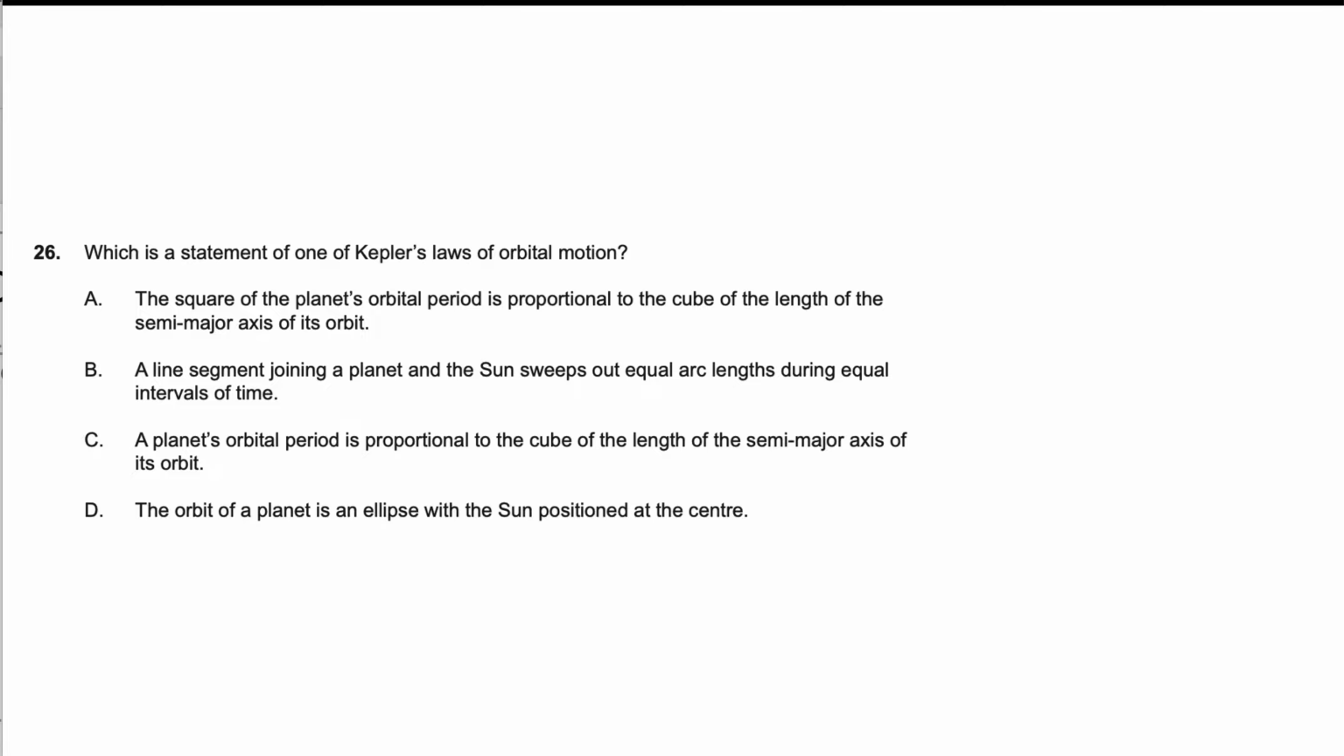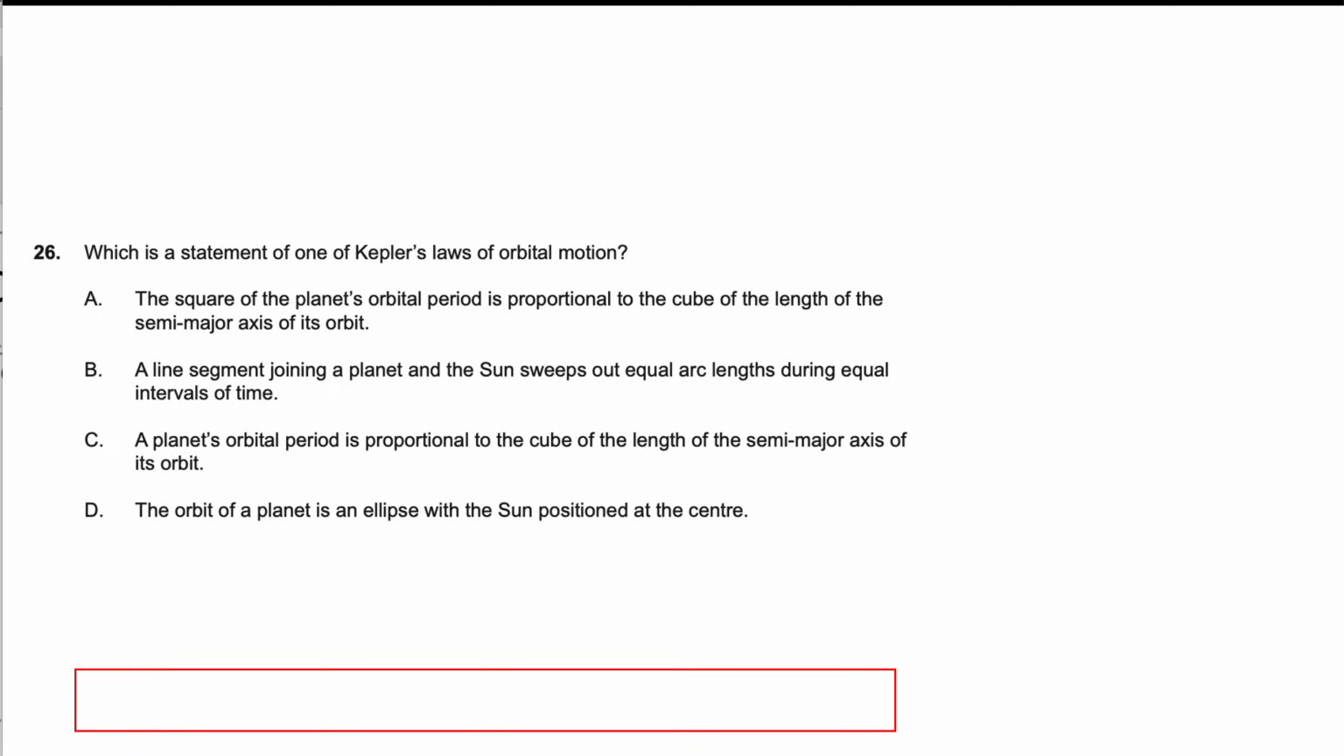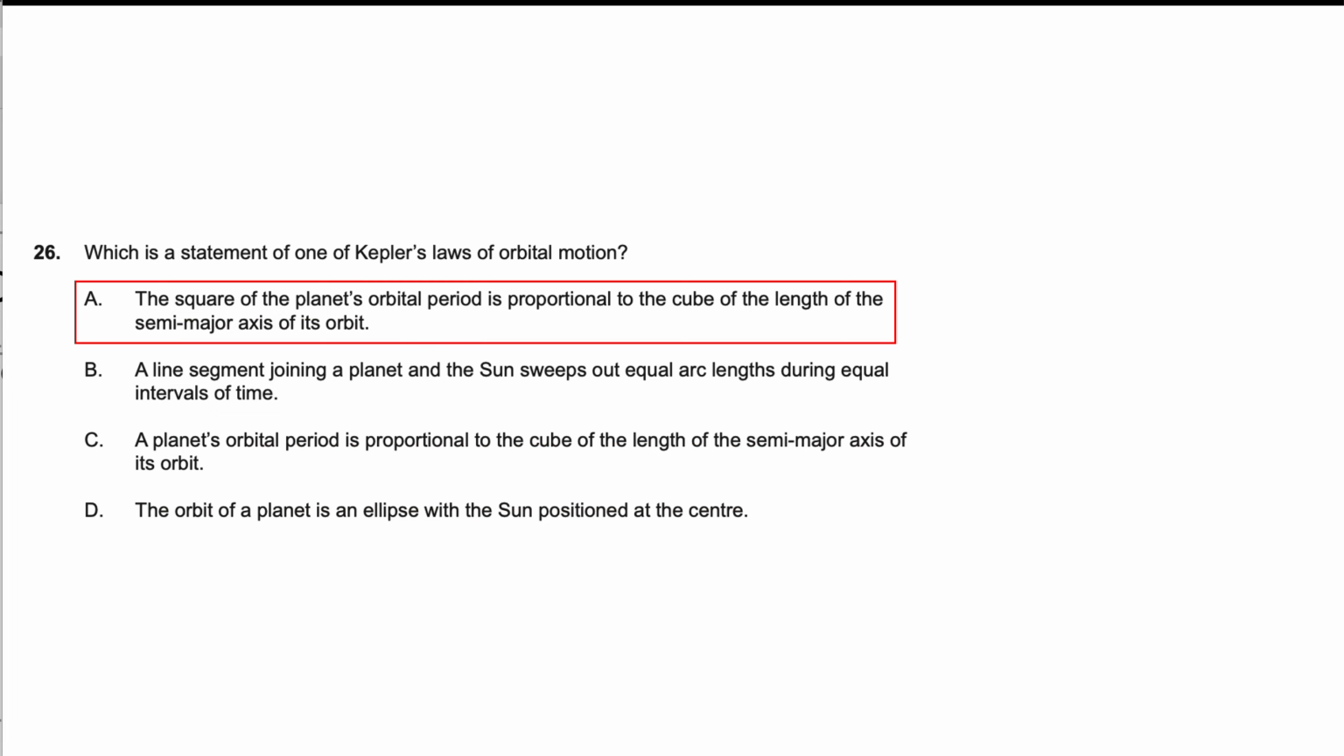Okay, so like I say, I think this is one of those ones that you may just memorize Kepler's laws, or you might want to derive them. What we're going to do here is I'm going to tell you the answer. The answer here is A. We're then going to derive that, because this comes from circular motion.